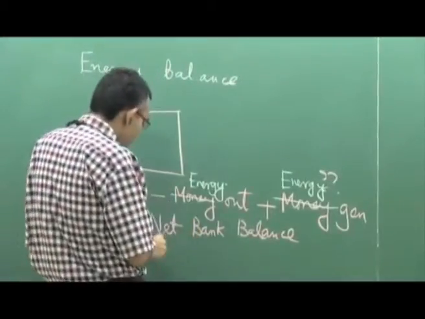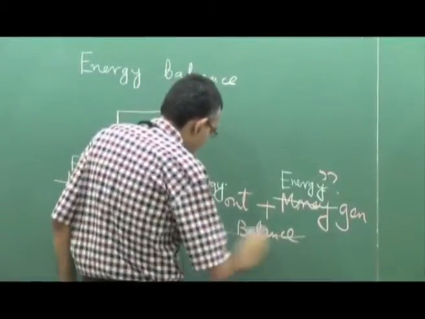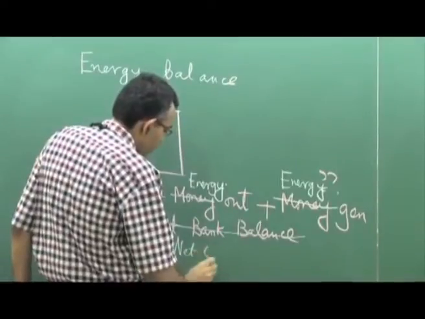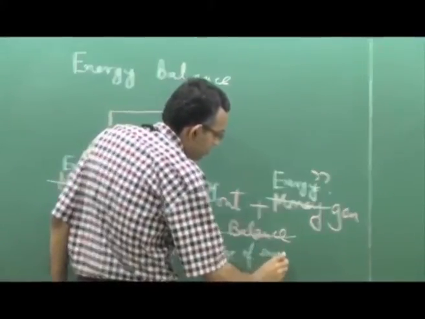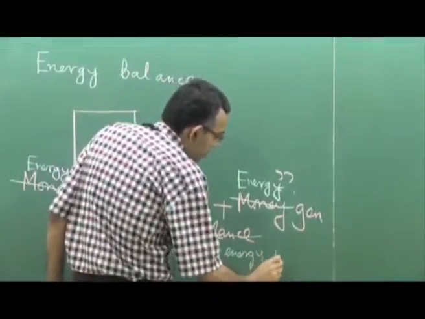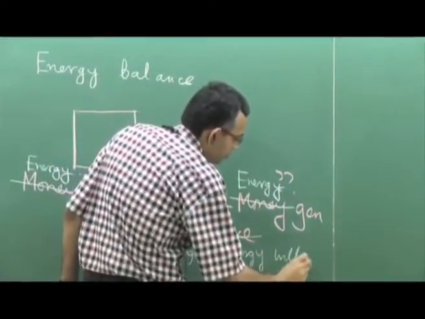So, instead of bank balance now you have net change of energy within the control volume.